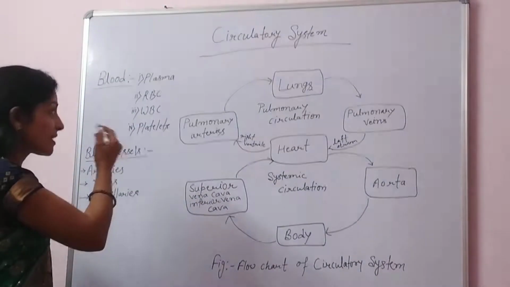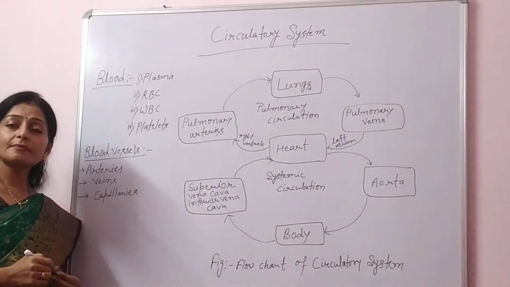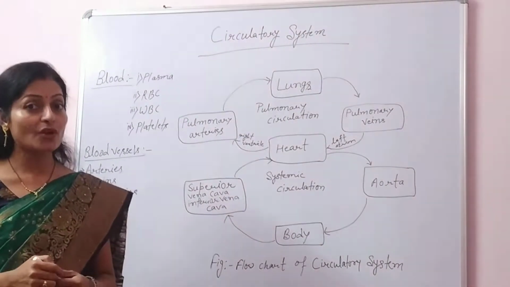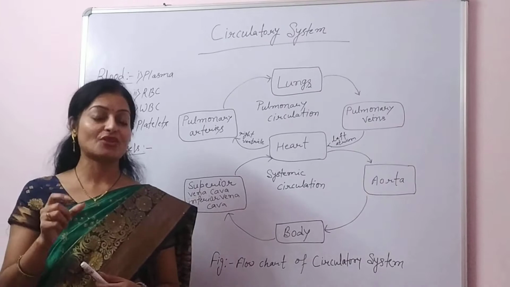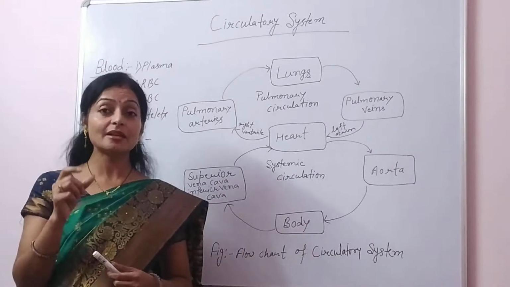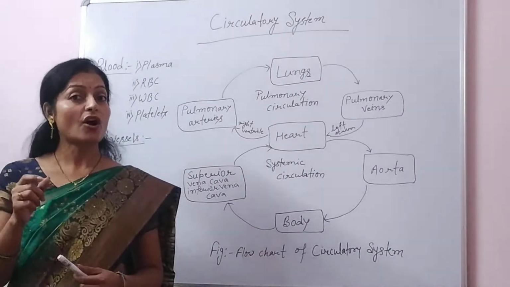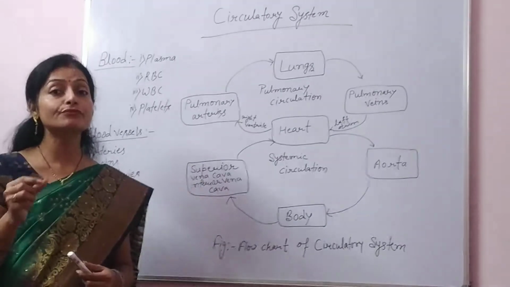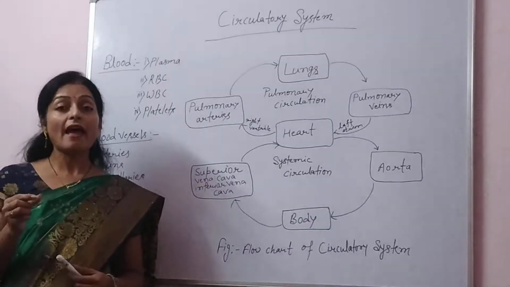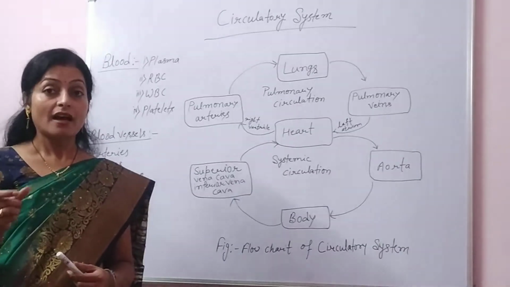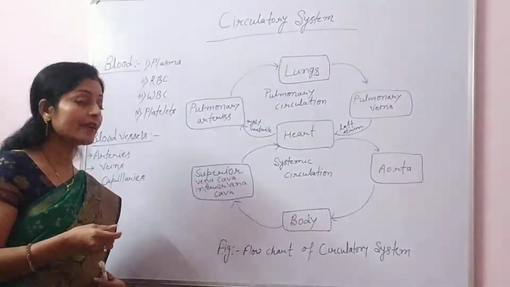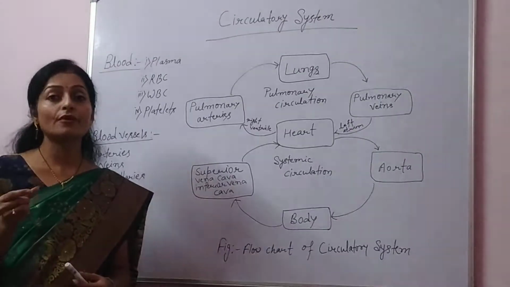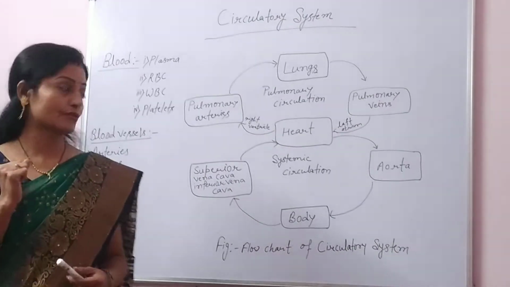First one is plasma. Plasma is a pale yellow liquid containing 90% water, along with RBCs, WBCs, platelets, hormones, different types of proteins, digested foods, minerals and chlorides. Some other things, like undigested products, also dissolve in it.